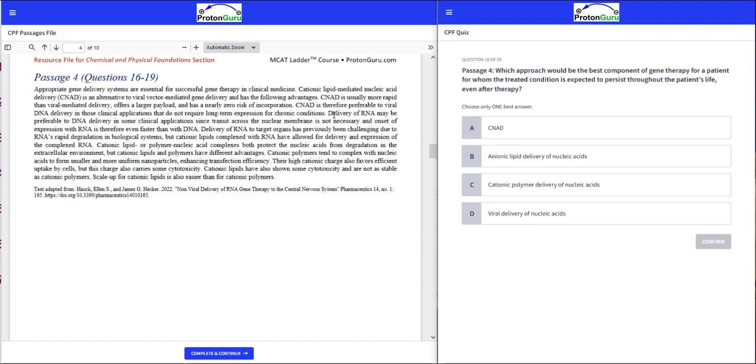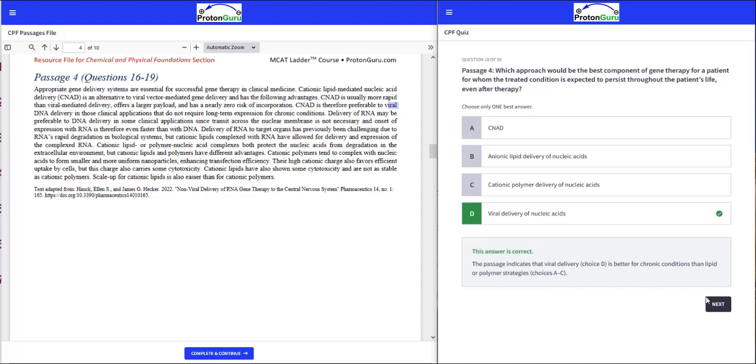So once we've matched that up, we can look at that sentence, and it says CNAD is preferable to viral DNA delivery in those clinical applications that do not require long-term expression for chronic conditions. But we are being asked which one is necessary for chronic conditions because this is expected to persist throughout the patient's life. So CNAD is preferable to viral when it's not chronic. This is chronic, so viral delivery is probably the preferable method for persistent or chronic conditions.